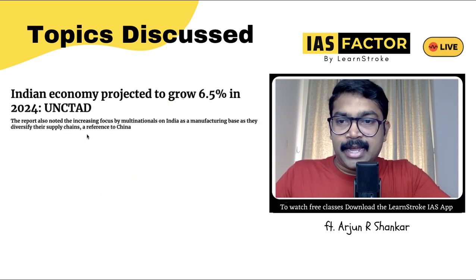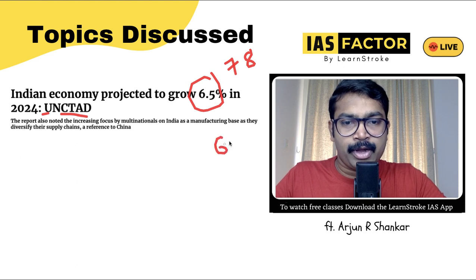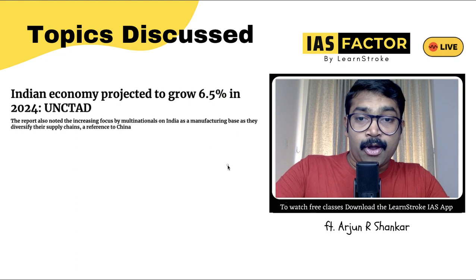And just like I said, UNCTAD says India will grow at 6.5. IMF says we'll grow around 7.8%. And there are some people who believe that we'll grow around 6.8 and even 7% flat. So these are all expectations.